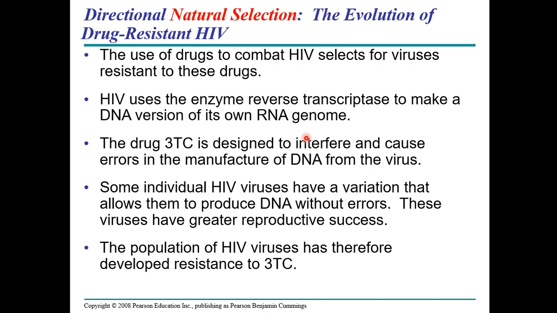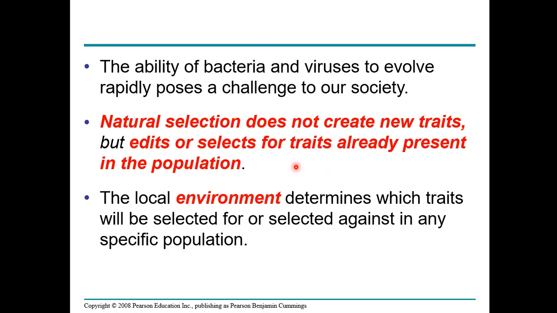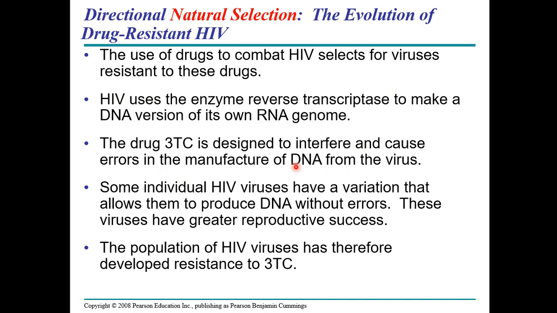So, baliktad, diba? Normally kasi sa gene expression which we discussed last time, yung RNA nagta-transcribe lang from the DNA to create proteins. Pero ito, baliktad. It's retrograde. Okay? So, yan. So, the drug 3TC is designed to interfere and cause errors in the manufacture of DNA from the virus. Okay? So, ito yung drug na nagko-combat sa HIV. Meaning, yung reverse transcriptase, naglalagay siya ng error para hindi siya makapag-create ng DNA. Okay? So, some individual HIV viruses have a variation that allows them to produce DNA without errors.